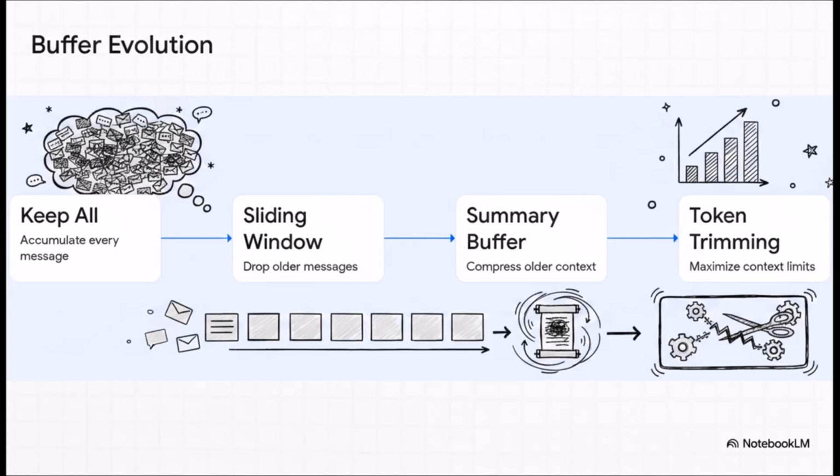Because of that, conversation buffers have to evolve. You start with the naive approach of keeping everything. Then maybe you upgrade to a sliding window that drops old messages. A step above that is a summary buffer which compresses older context so you keep the facts but lose the bloat. But for a real, rock-solid production environment, you want token-aware trimming. This perfectly maximizes your context limits without ever overflowing them.